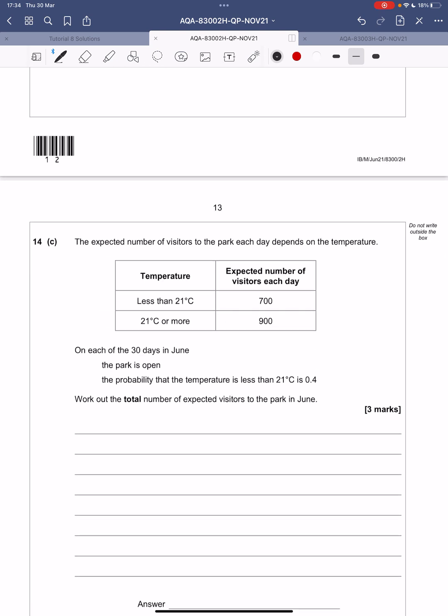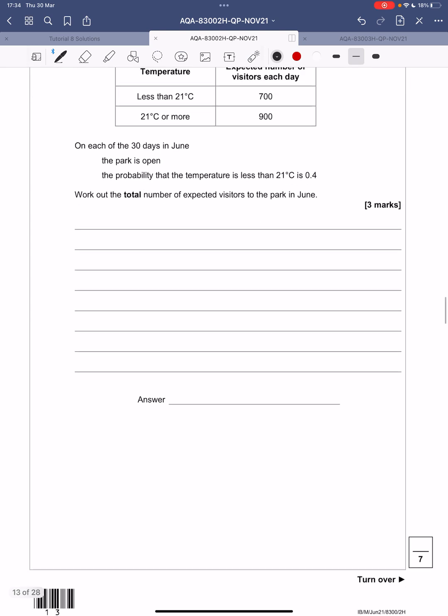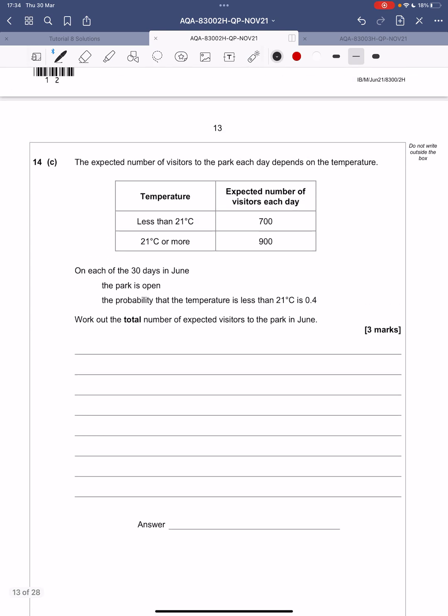Okay, part C. The expected number of visitors to the park each day depends on the temperature. Less than 21 degrees C, 700 visitors; 21 degrees C or more, 900 visitors, in each of the 30 days in June. The probability that the temperature is less than 21 is 0.4. Work out the total number of expected visitors to the park in June. So we've got the probability that the temperature is less than 21 is 0.4.